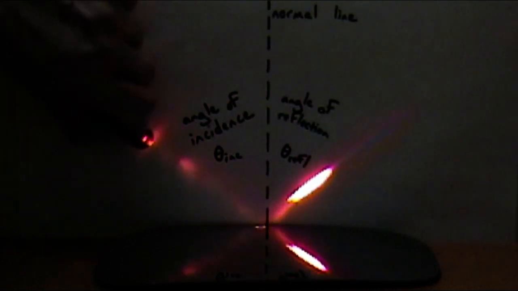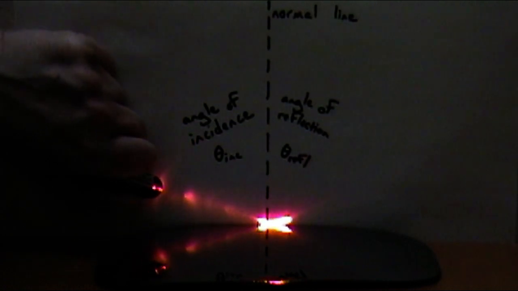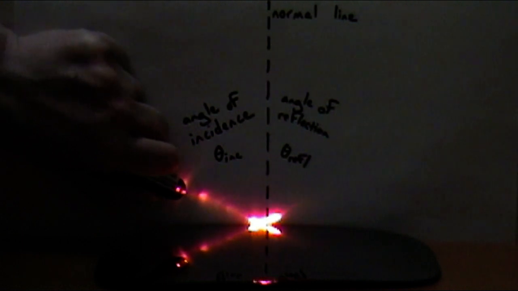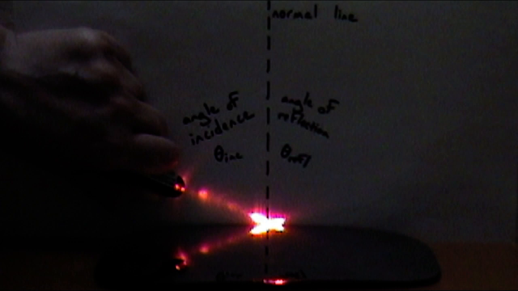And it's always true, even if we change this, right? I've made the angle of incidence greater, but, there we go. I've also made the angle of reflection bigger. They're still the same. That's what the law of reflection says. And we know this, right?